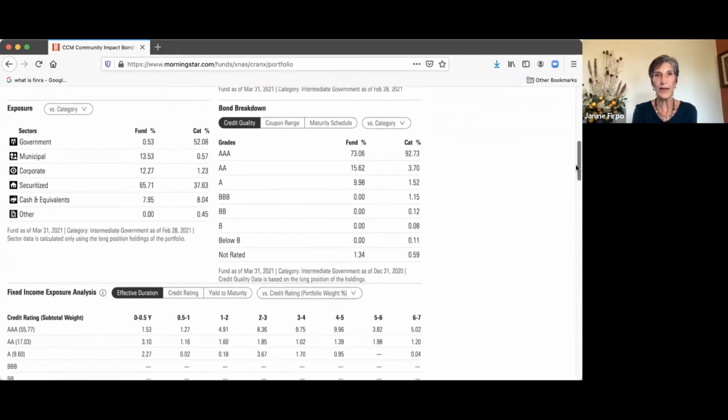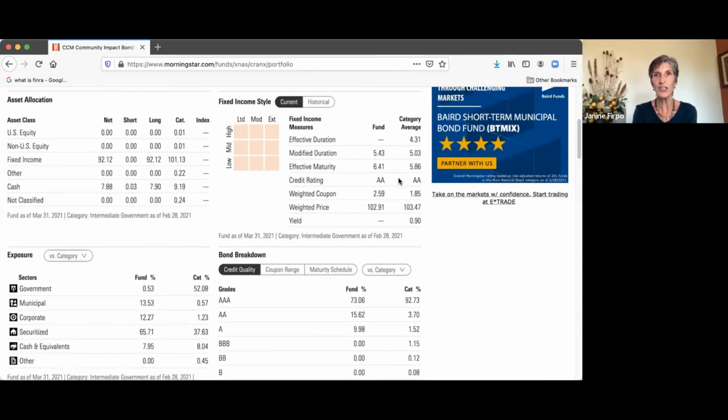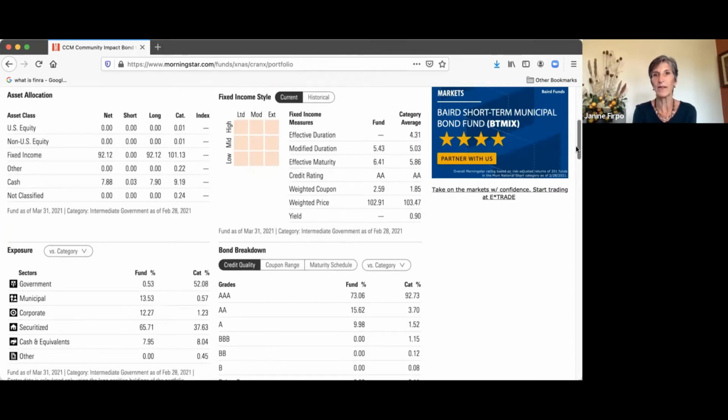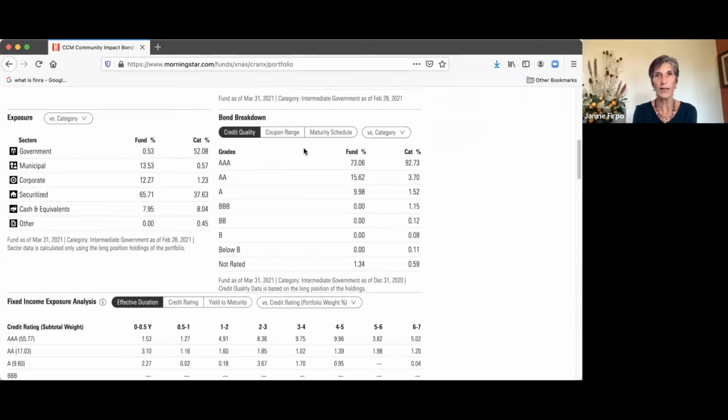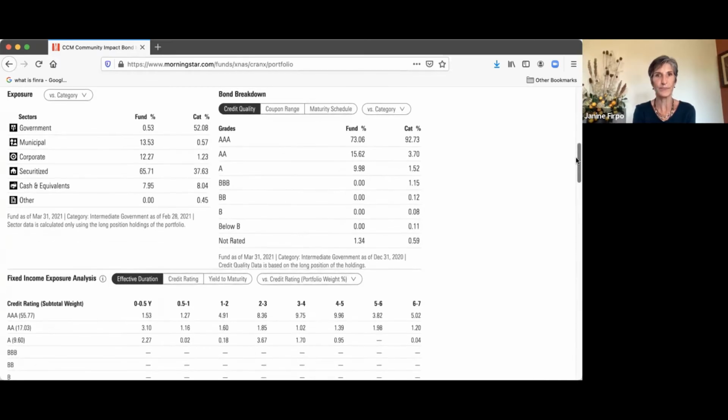Now, when you scroll down more, this information about the credit rating and the information about duration and these other things are broken down even more. So here we see that although the bond fund has a AA rating, 73% of the bonds within this fund are AAA rated, which is the highest credit rating. So this is a very highly rated fund. You have virtually nothing that's at the lower end of the credit rating scale.